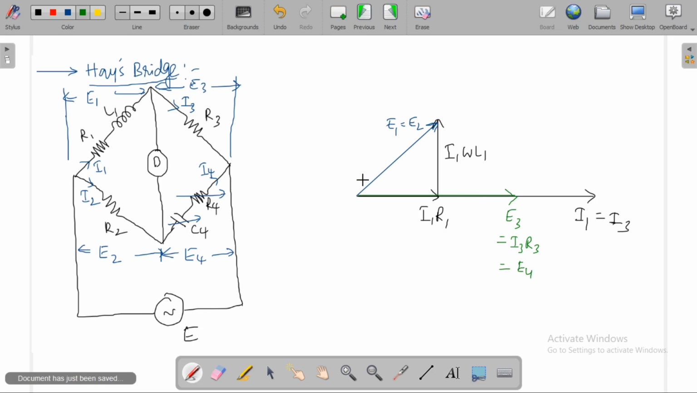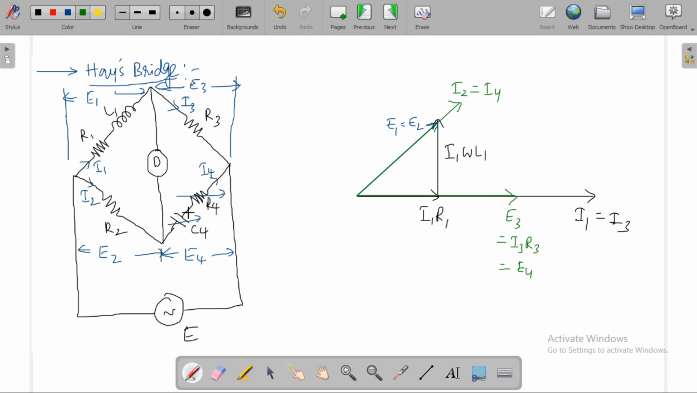Now, how can I draw I2? I2 is in phase with E2. So I2 will be like this, in phase with E2. I2 is equal to I4, because the current flowing through this will be equal to the current flowing through this.